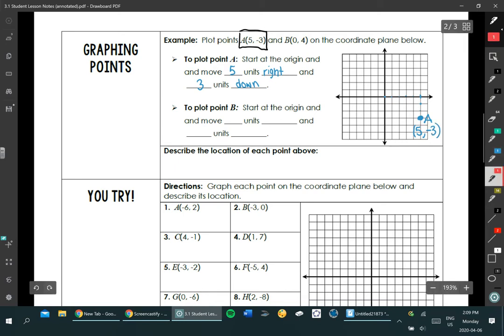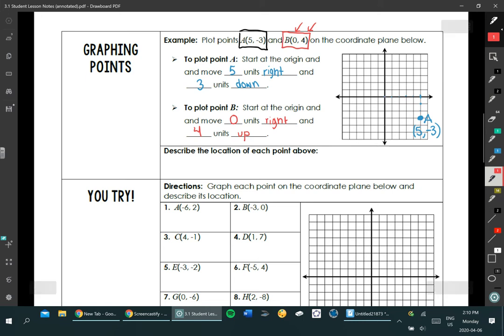Okay? So similarly, let's do point B. So point B, again, we start at the origin. We put our pen down at the origin to start. And this time we're going to move 0 units right or left. We're not moving at all because our x-coordinate is 0. And we're going to move 4 units up, because our y-coordinate is positive 4.